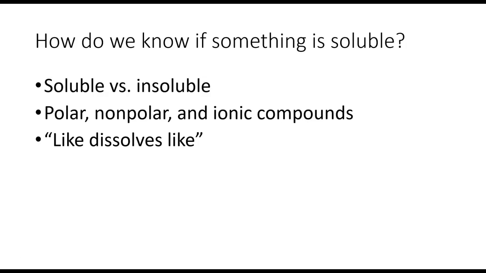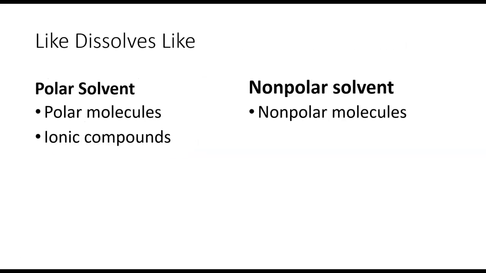This is actually related to our polarity that we looked at previously. So we'll look at what happens with polar, nonpolar, and ionic compounds. The main principle that we'll be looking at is like dissolves like. That means that similar compounds are going to dissolve into similar solutions. So if we have a polar solvent, that will dissolve polar molecules and ionic compounds. Because remember, a polar solvent is a covalently bonded compound, so it's a molecular compound, but the particles have a partial positive and a partial negative end.